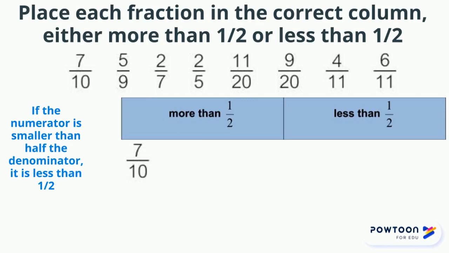5 is more than half of 9, so 5/9 is more than 1/2. 2 is less than half of 7, so 2/7 is less than 1/2. We can continue this through to finish out this activity.